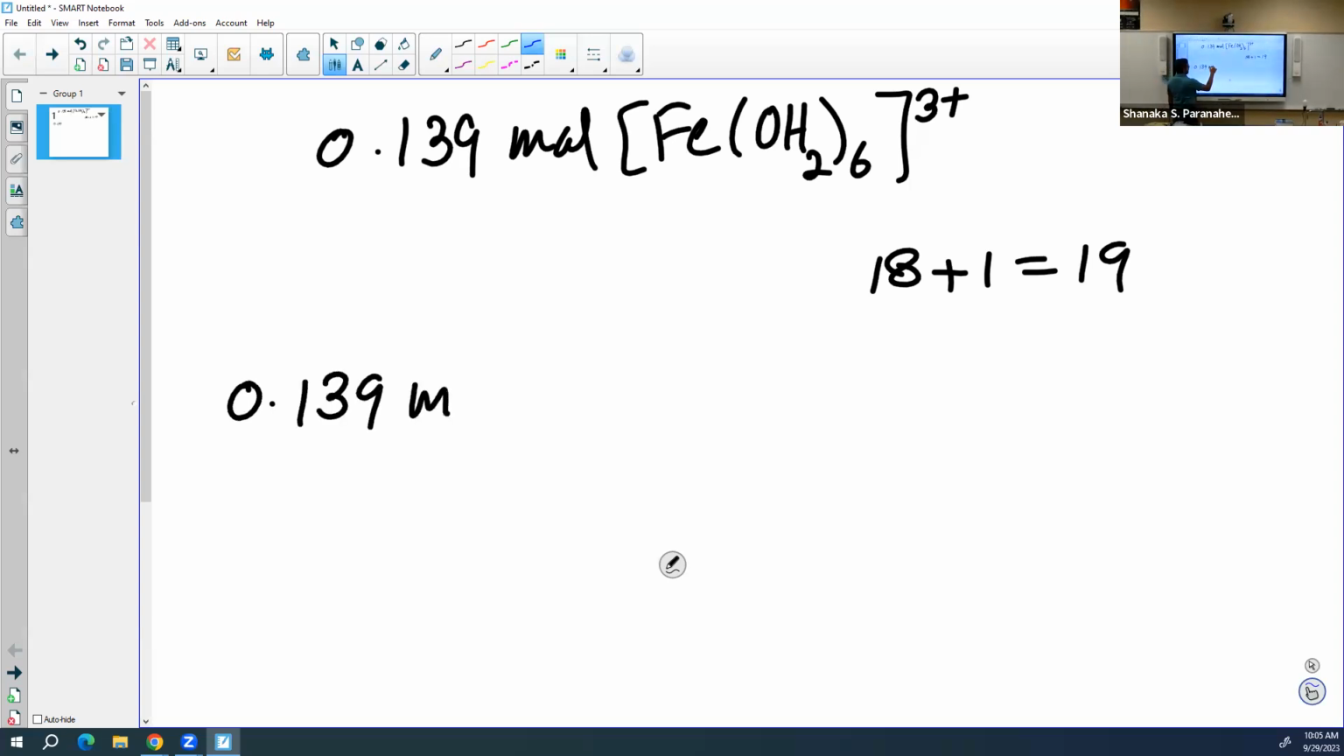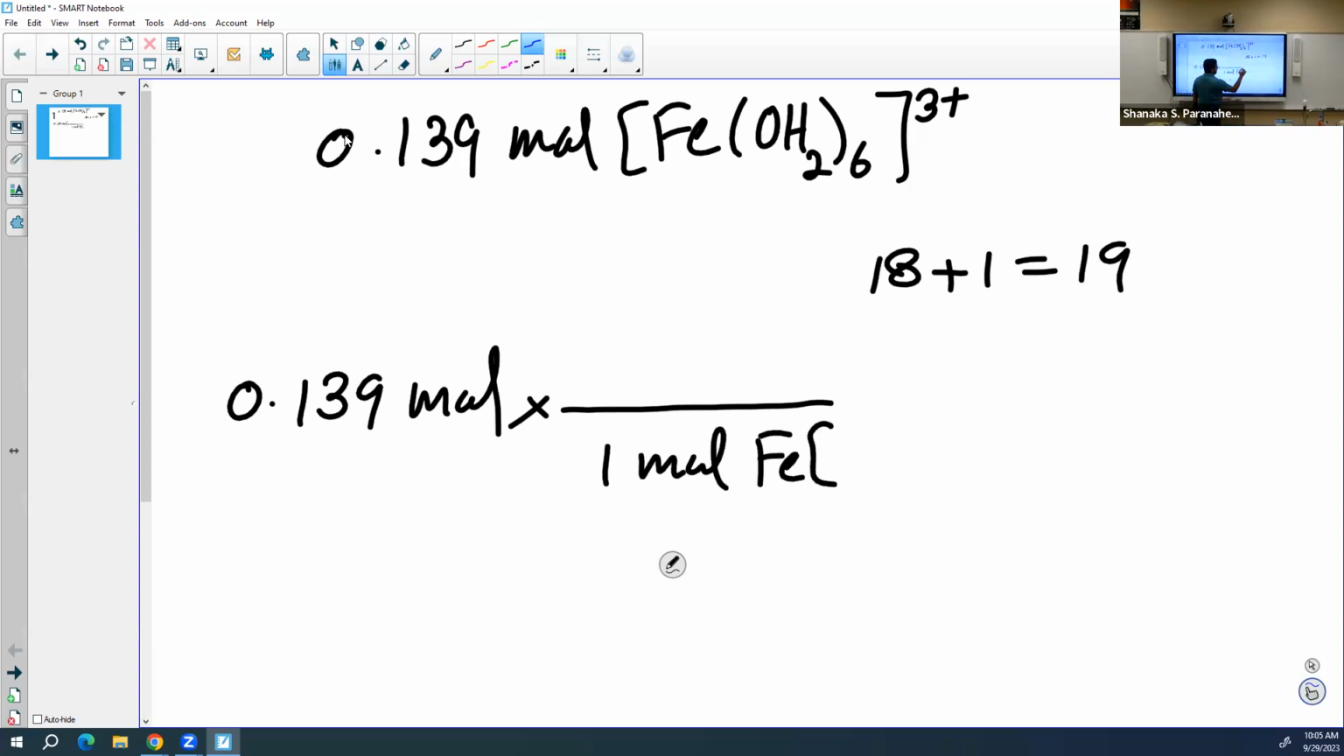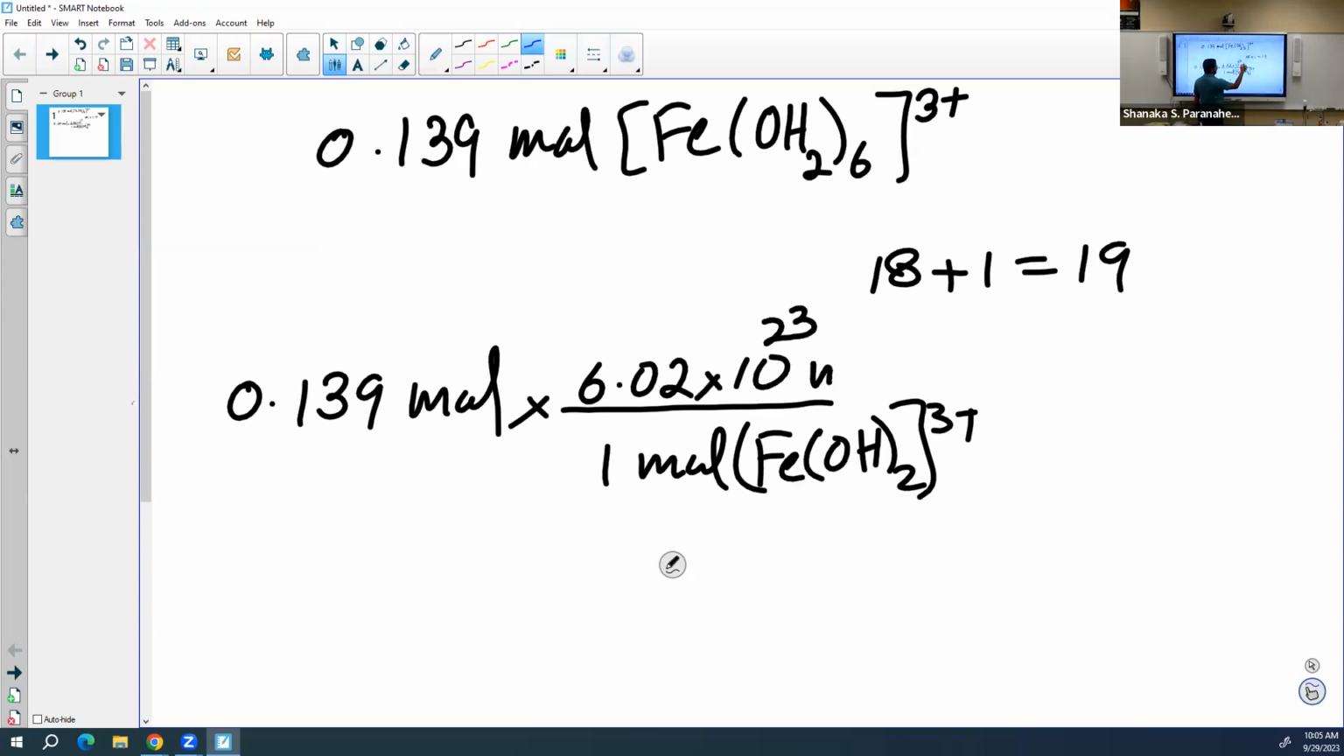0.139 moles of that. Okay. So we can convert moles into Avogadro number or formula unit. So we can convert into molecules. The 1 mole of this compound has Avogadro number times 10 to the power 23 molecules of that compound. Okay.